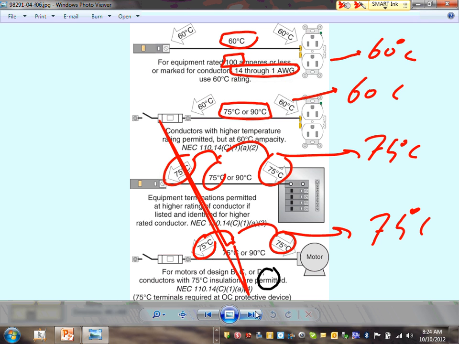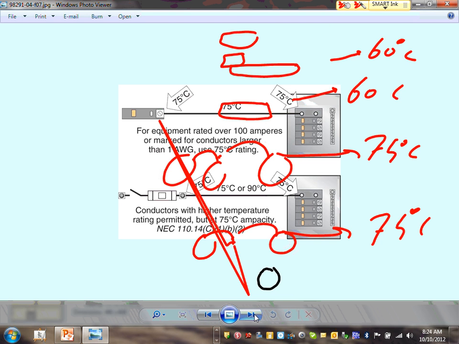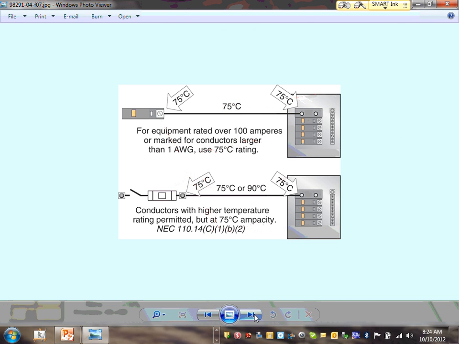So these are the rules for the terminals. When it comes to the commercial building, guys, we're going to assume all the lights and all the equipment are rated for 75. If you have a three-phase system, it's a good assumption. Here's the rule that you just talked about. If the conductor is over 100 and over number 1, you will default to 75. Everybody understand this rule, guys? 100 or less, or conductor number 14 to 1, you default to 60. More than 100 or more than number 1, you default to 75, unless you know otherwise.